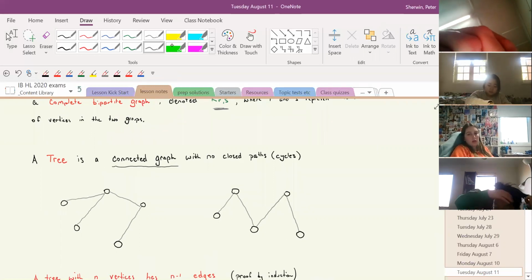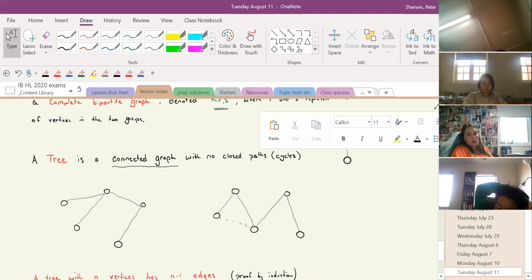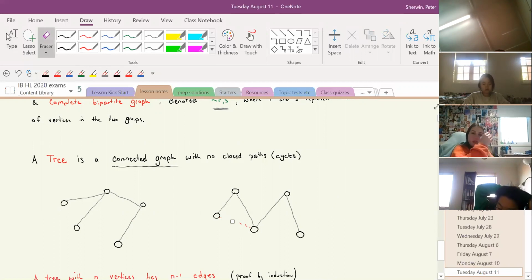So I could make this not a tree by, say, connecting those two points there, because then I could make a circuit. I could go from one vertex to another along distinct paths and arrive back at the same vertex. So, yeah, go on.